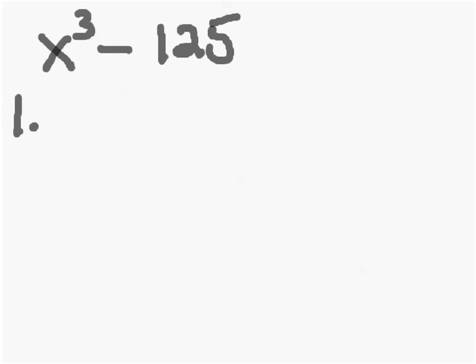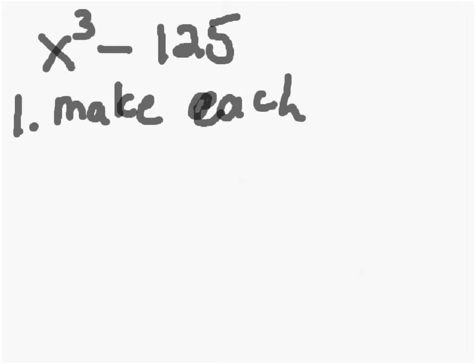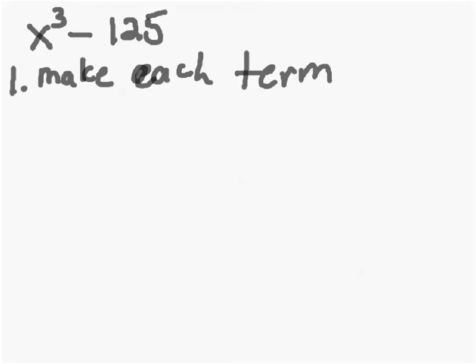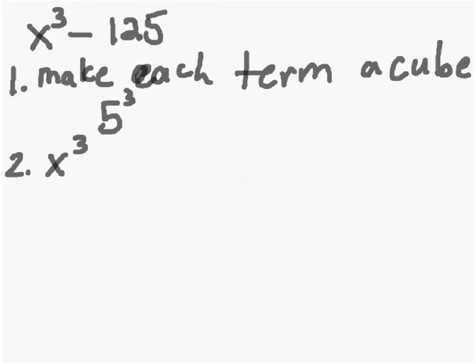So the first step is to make each term a cube. Because 125, can you make that into a cube term with a base raised to the third power? So what is that? 5, 5 cubed, right? So then we rewrite as a cube. So then you get x cubed minus 5 cubed. So now it really is the difference of two cubes.